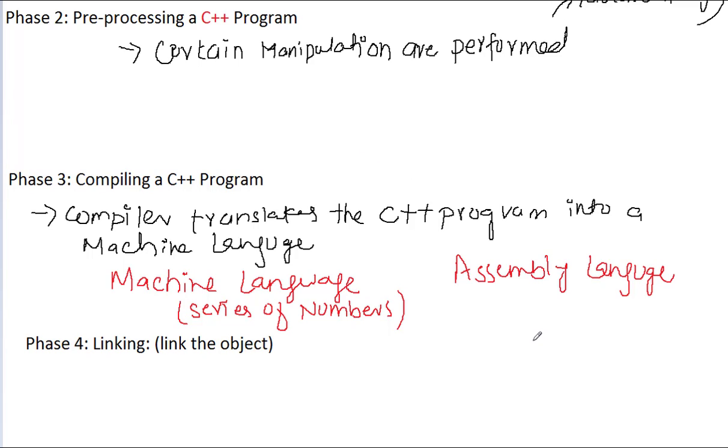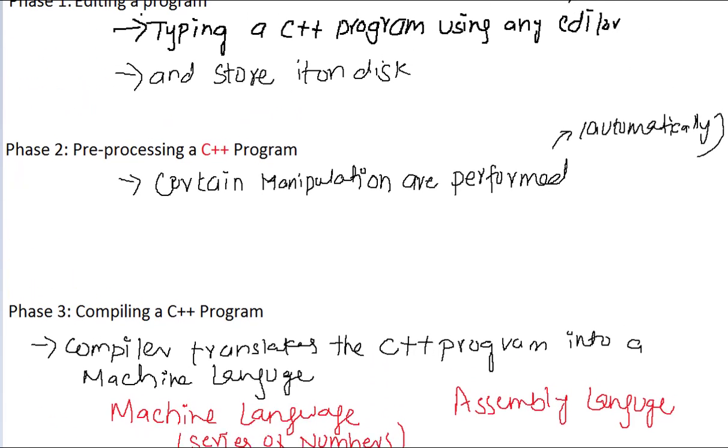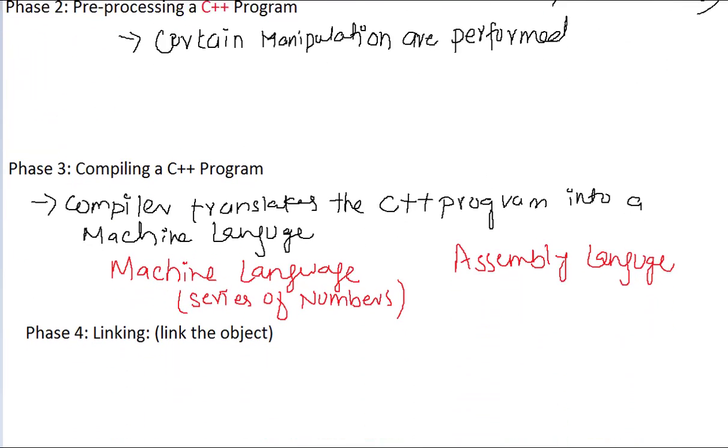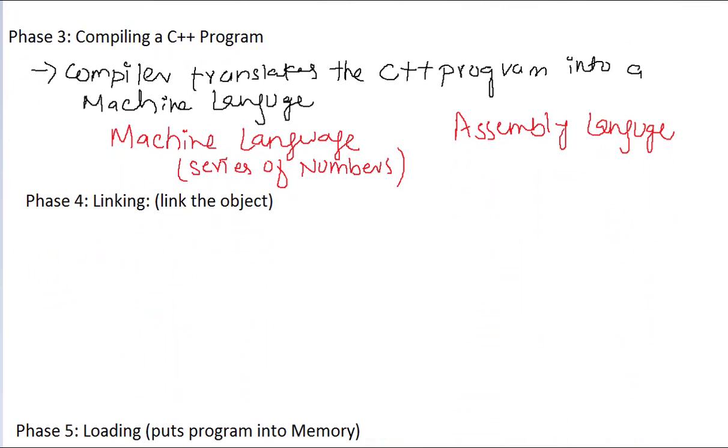I will tell you again and again, we are following the C++ How to Program book, the Deitel book. If you read the book, these things will become clear. I will explain what phase 3, phase 2, and phase 1 are. This is important, and I am just telling you the concept.